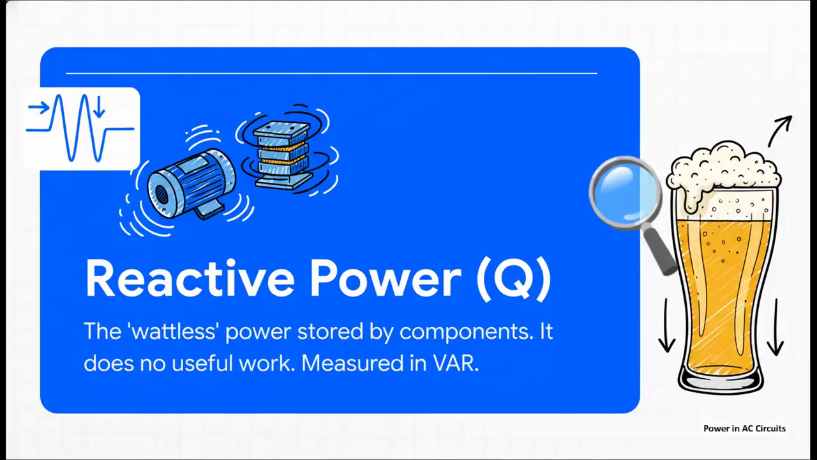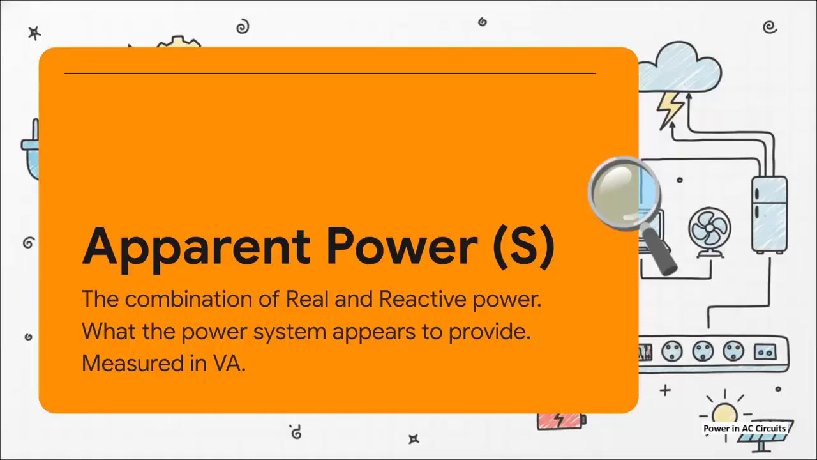It's just there. And that brings us to the third type, apparent power, which we call S. This is measured in volt-amps, or VA. This is the total power that the utility company sees being delivered. It's the combination of both the useful real power and the not-so-useful reactive power. So back to our analogy, the apparent power is the entire mug, the beer and the froth, all of it combined.